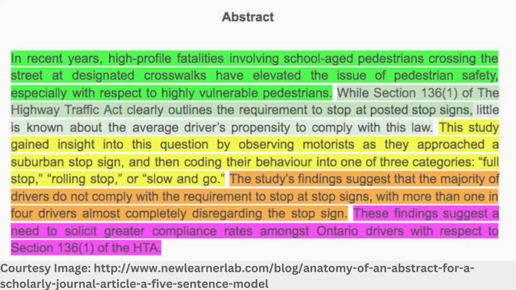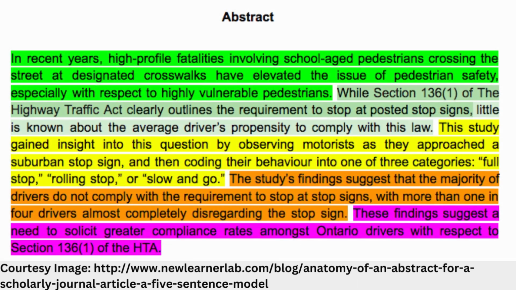This is a general example of an abstract. Here are the different components of the abstract that are presented in different colors. The green color represents the background of the abstract. The aims and objectives are marked as yellow. The observation of the studies is presented in orange color, and the conclusion of the study is depicted by the pink color.